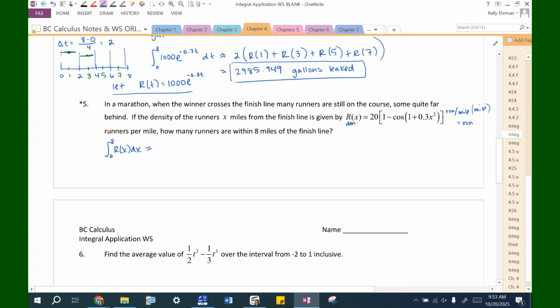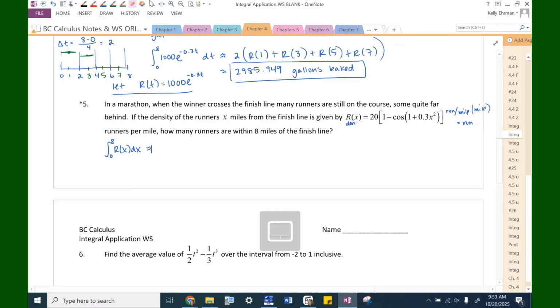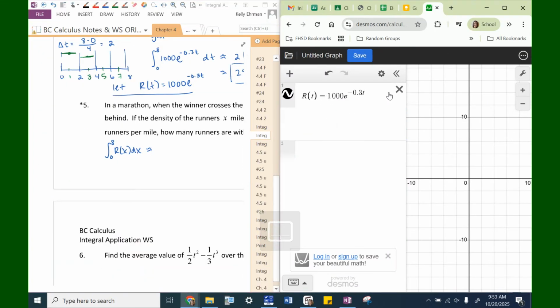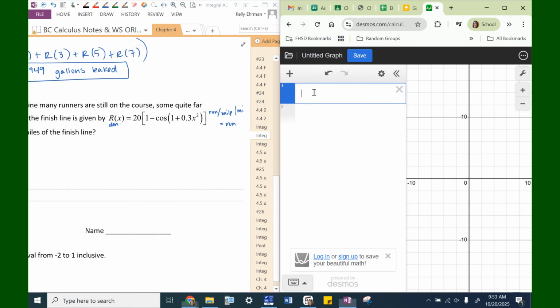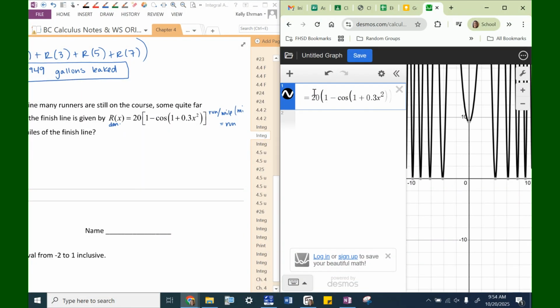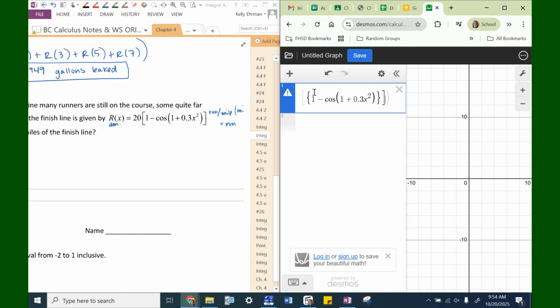All right, so all I have to do is type this in carefully. I discovered when using Desmos, even though sometimes the problems are typed in with these square brackets, Desmos does not like that, so don't type in square brackets here. So r of x equals 20, use parentheses, 1 minus cosine of 1 plus 0.3x squared. Boom, boom. Yeah, let me just show you. Oh, maybe. I have all kinds of brackets.